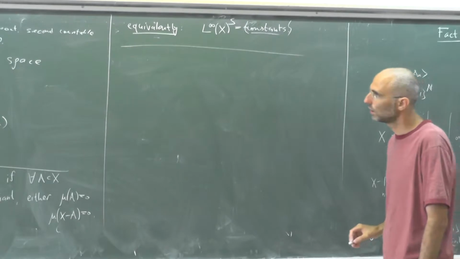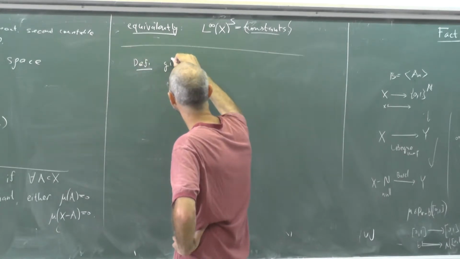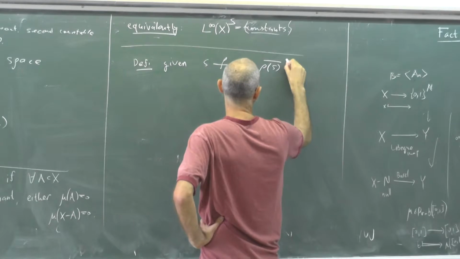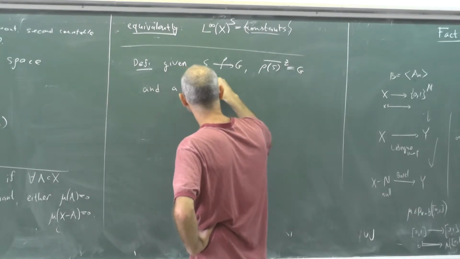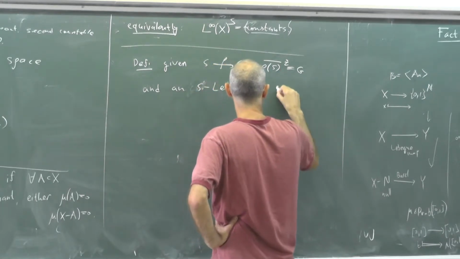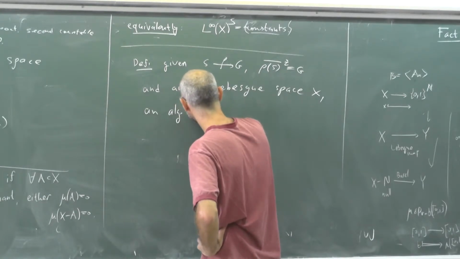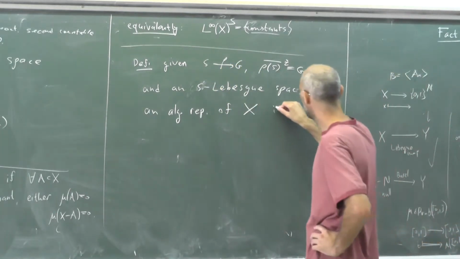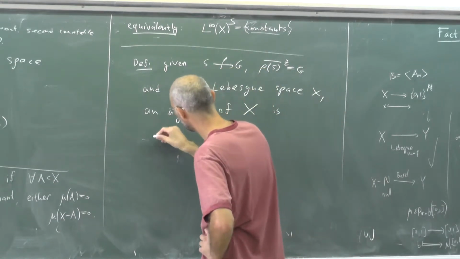Okay. Now, given a map rho from S to G, and a space X, and S acting on the space X, an algebraic representation of X is the following data.